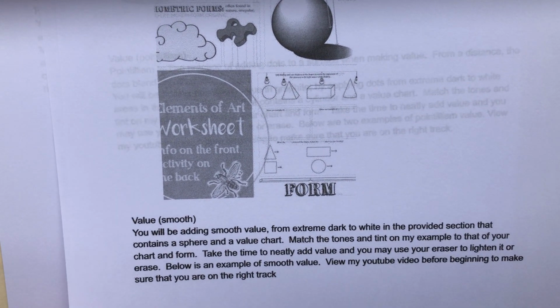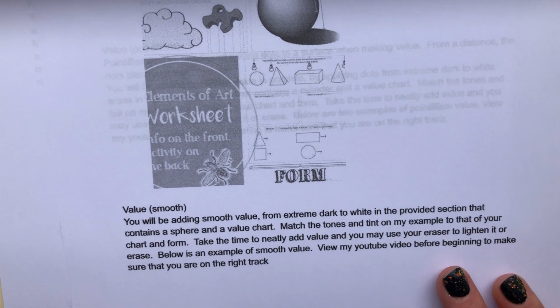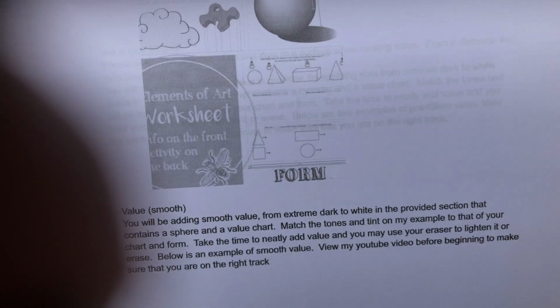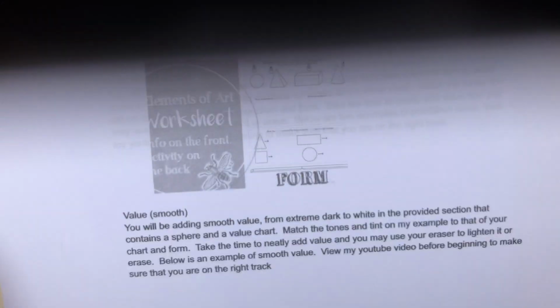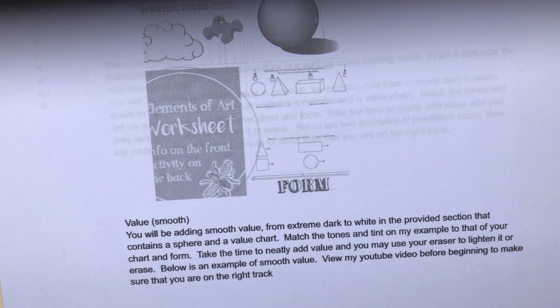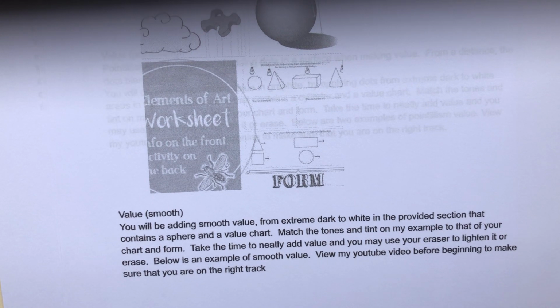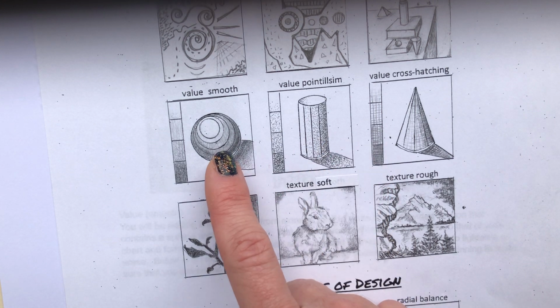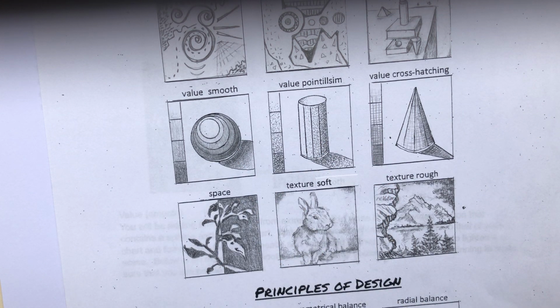All right. The next thing that we're going to get into is value. Like I showed y'all before, y'all are going to be adding value on your actual work of art that you're going to be creating. And the first value that y'all are going to do is smooth value. And then you're going to have pointillism value, and then you're going to have crosshatched value.